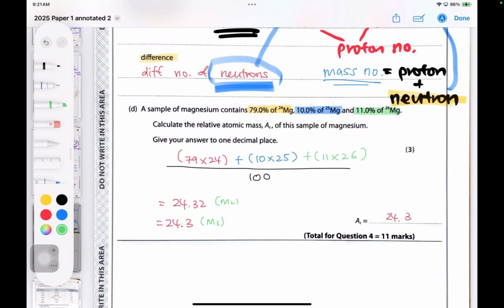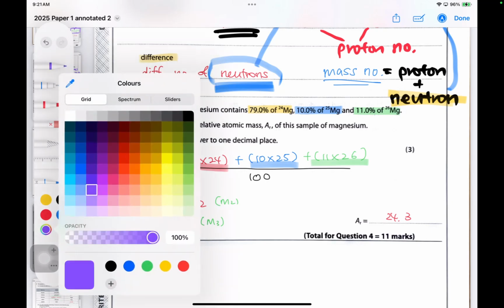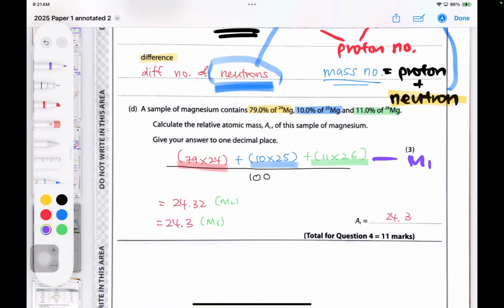Oh wow, very nicely, I've done my working steps quite similar. So for magnesium 26, that's 11%. You just multiply it together like this, and do the same for magnesium 25. So 10 multiplied by a mass of 25, and then you've got 79% that has a mass of 24. This step alone will get you your 1 mark, because you understand how to use the percentage abundance. This is what we call percentage abundance, by the way.